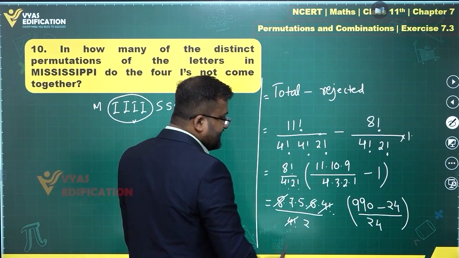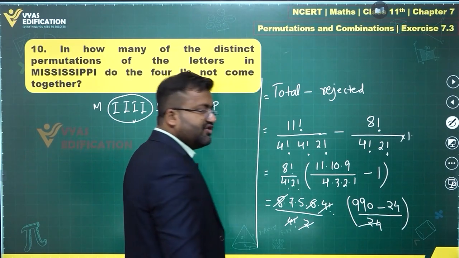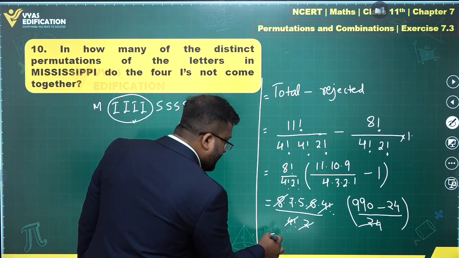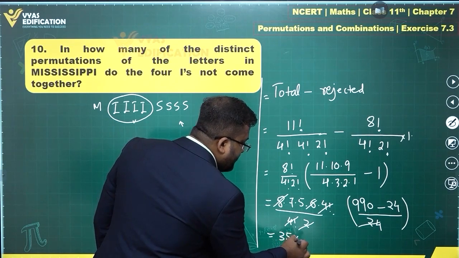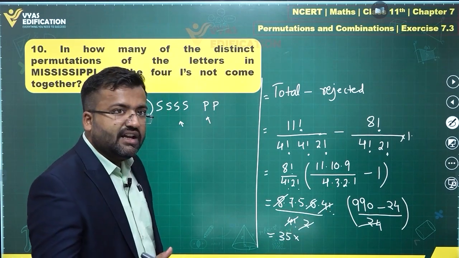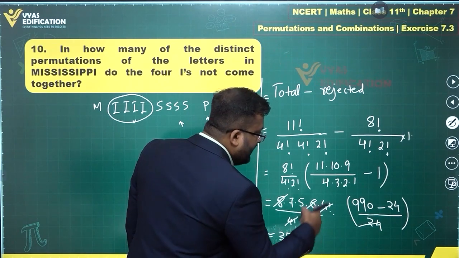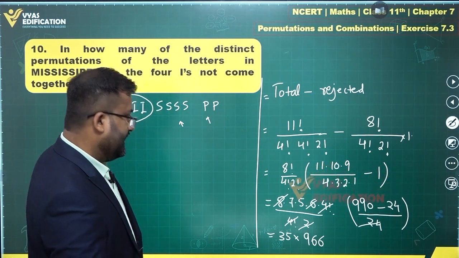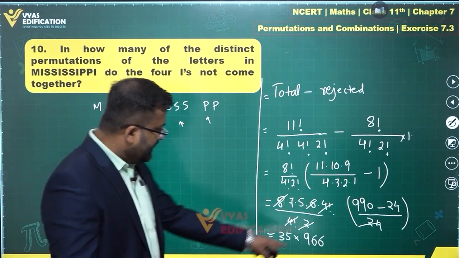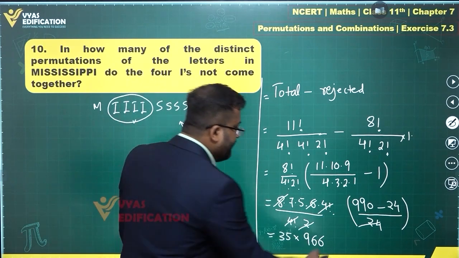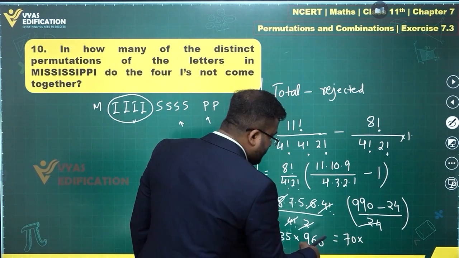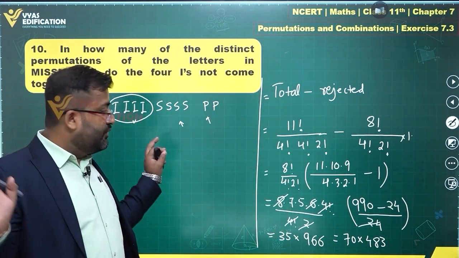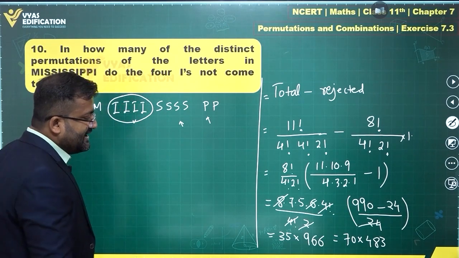Yes. 8 times 6 is 48, and 2 times 24 is also 48. The denominator goes, and what remains is 7 times 5, which is 35, times 990 minus 24. And what is that? That is 966. So this is 966 times 35, and you can take out a 2 from here and give it to the 35, which becomes 70, and this will become 483. Now it becomes very easy to multiply. 70 times 483 is very easy to multiply.